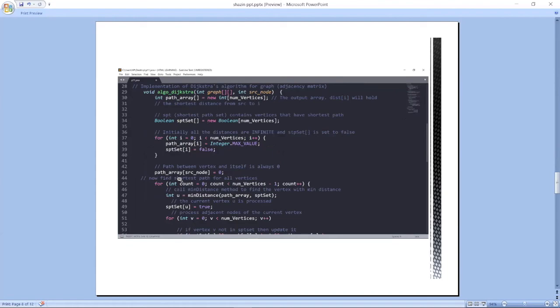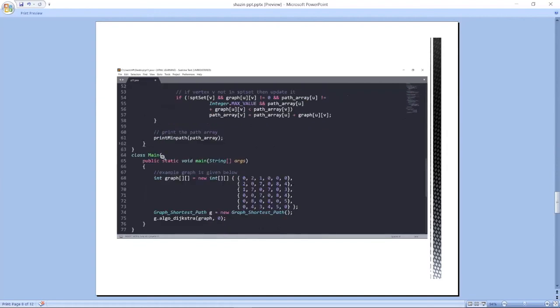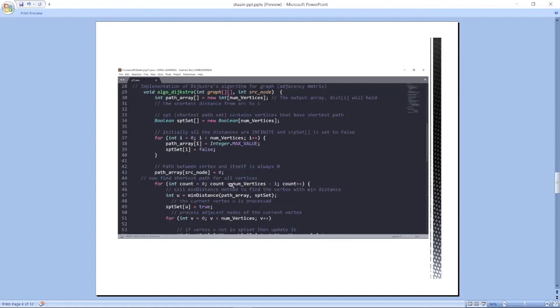Then, the path between vertices: as I said before, if we travel from A to A, the source node on the graph, the source node was A, there will be no distance, so we initialize the source node as 0. Then I am going to find the shortest path for all vertices.